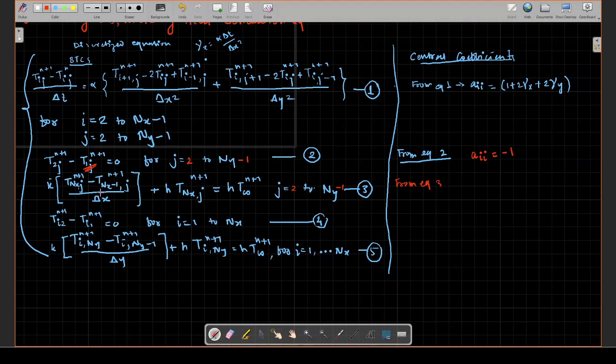And from equation 3, what do you get? What is our point of interest in equation 3? This is a right boundary condition, right? So when it is the right, it is nxj. This nxj is of interest.